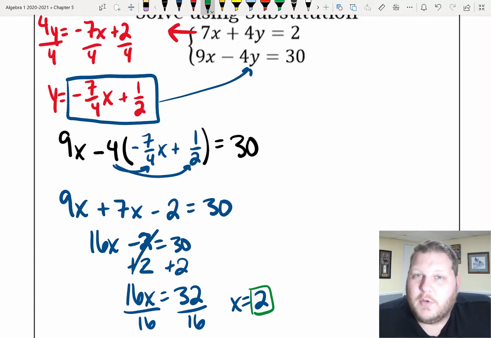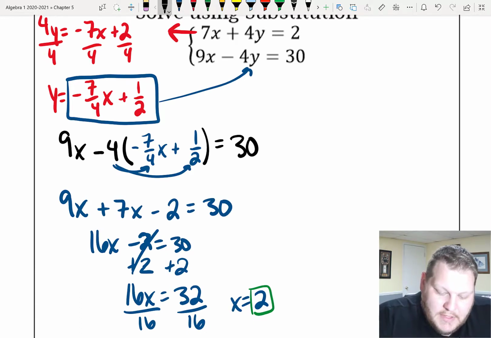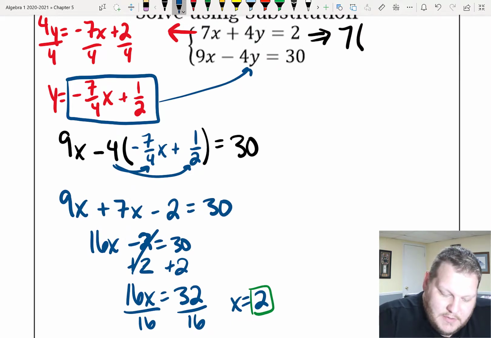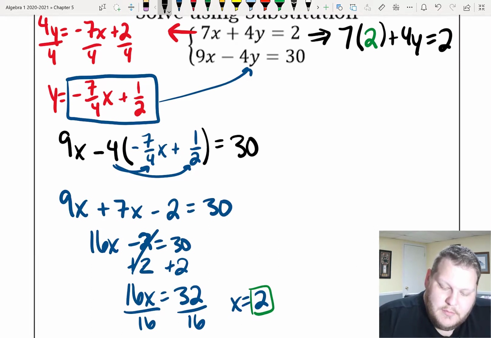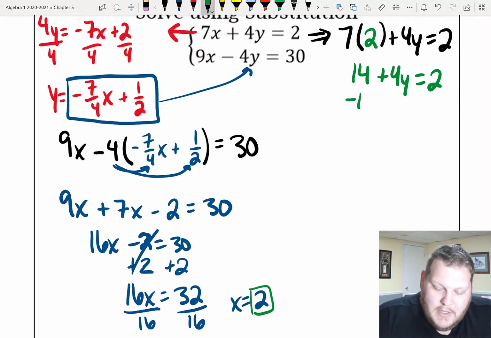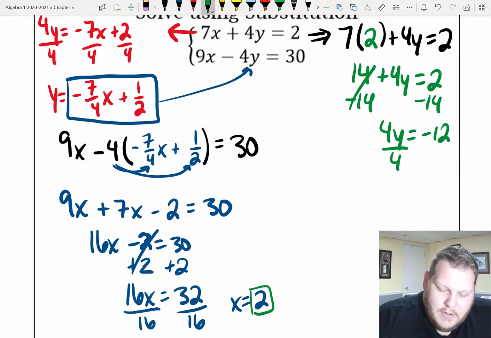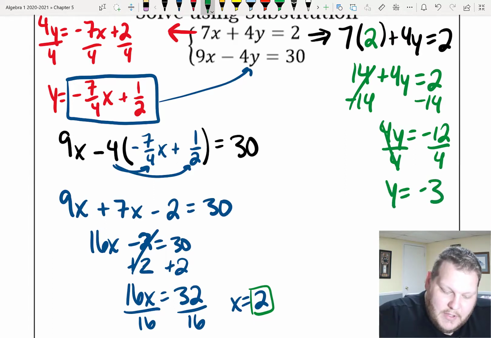Again, it was a little bit easier to work with my y values up there. So when I do that, again, here I'm going right here. 7 times, we just established that my x value is 2, plus 4y equals 2. So continuing along there, that's 14 plus 4y equals 2. Minus 14 on both sides to get my y term by itself. That gives me 4y equals negative 12. So I divide by 4 on both sides, and I end up with -3.